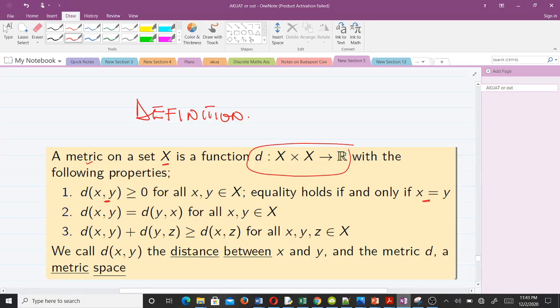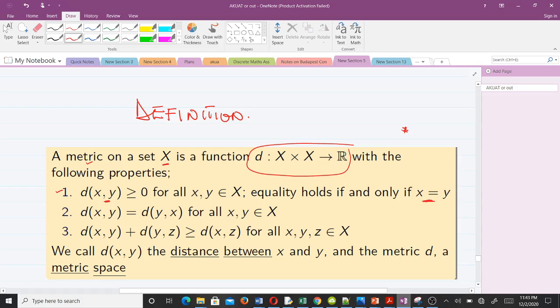The only time it will be 0 is when you're measuring the distance of 2 points at the same point. Do you get it? Let's say we have point x here, and we also have another point here, and you want to measure the distance between them. You're going to get 0 because they are the same point. That's the reason why it says equality holds if and only if x is equal to y. If not, the distance between 2 points will always be positive. So that's what the first one says.